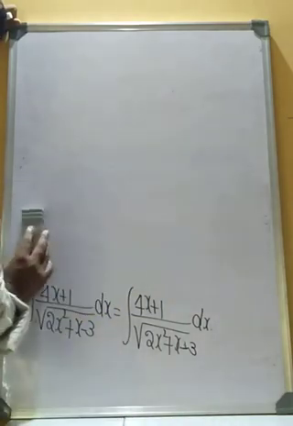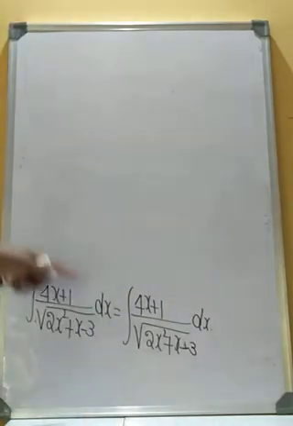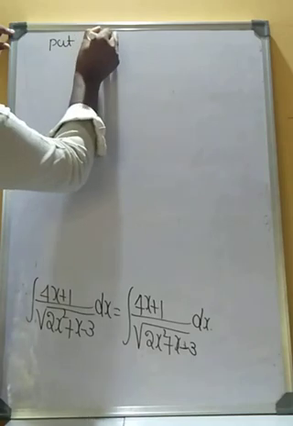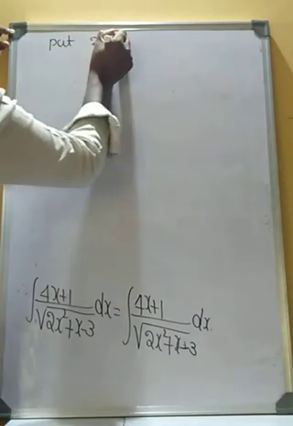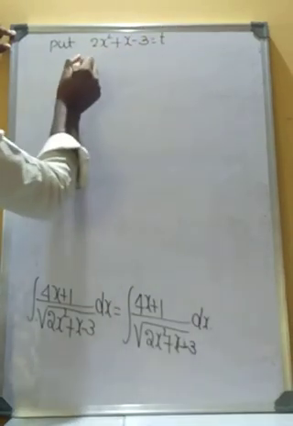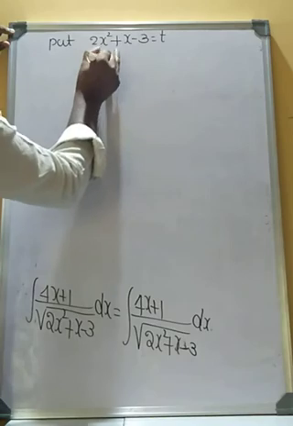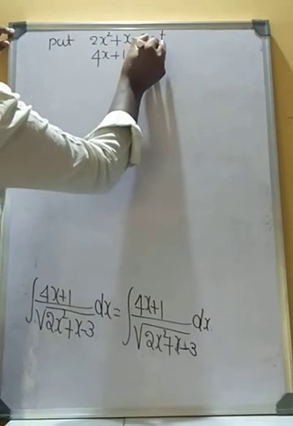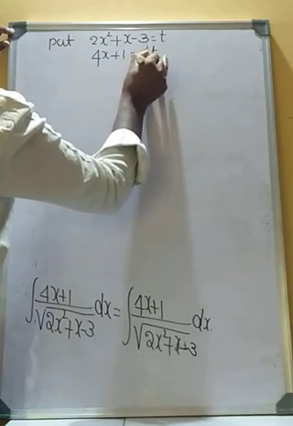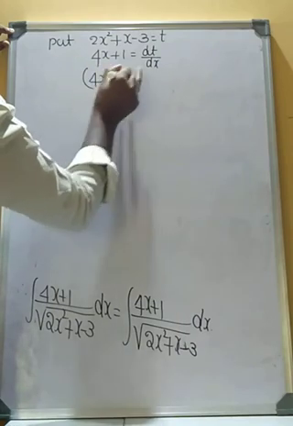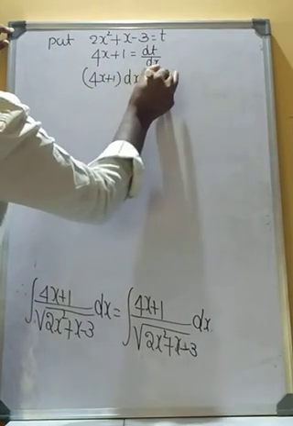So now here in the right hand side, to get only one term, put 2x square plus x minus 3 equal to t. Differentiate with respect to x. 4x plus 1 minus 0 equals dt divided by dx. Therefore (4x plus 1) into dx is equal to dt.